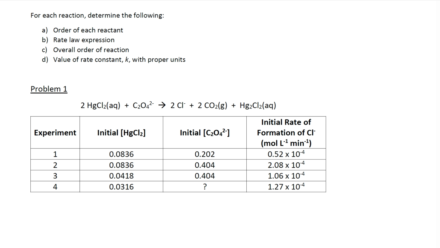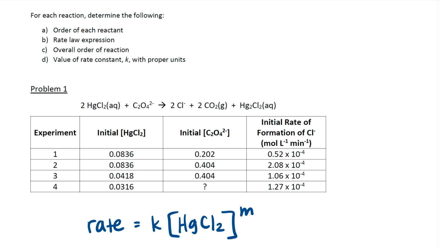The generic rate law, also known as differential rate law or just rate expression. This is ultimately what we are solving for in part B. It is the word rate equal to lowercase k times the molarity of reactant number 1, mercury chloride, raised to some unknown power of m. That's called an order. That's what we're going to be solving for.